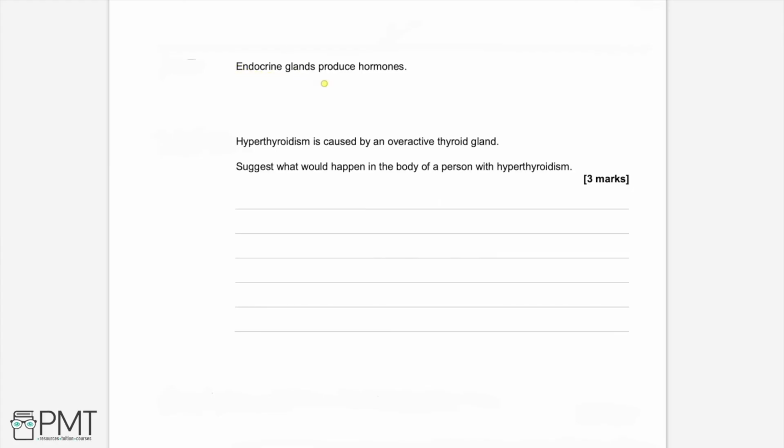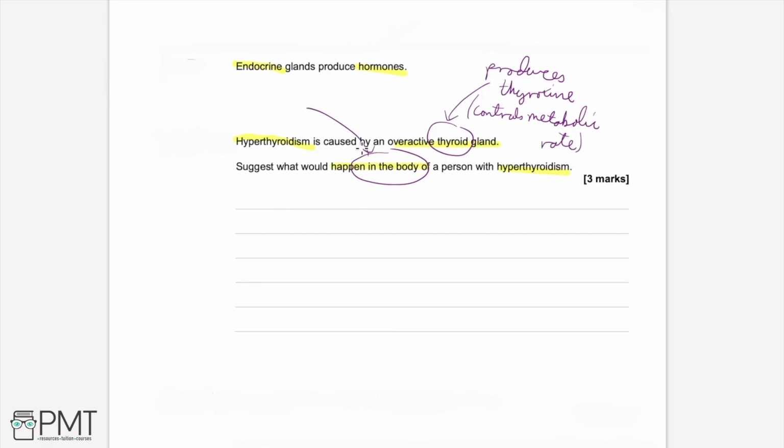Endocrine glands produce hormones. Hypothyroidism is caused by an overactive thyroid gland. Suggest what would happen in the body of a person with hypothyroidism. Well, let's think about what the thyroid gland does. The thyroid gland produces thyroxine, and thyroxine controls the metabolic rate of the body. So, when it says suggest what happens in the body, it means physiological processes, such as chemical reactions, rather than symptoms that one with this disease would experience.